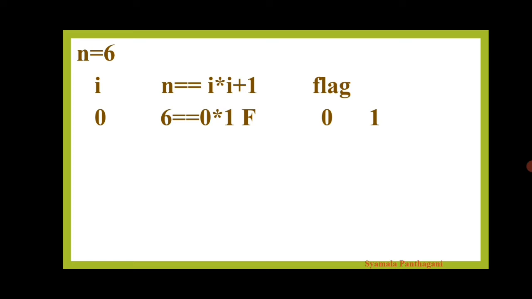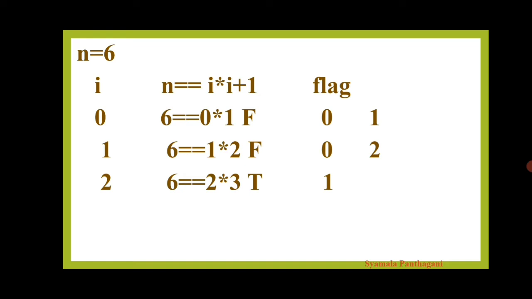Now the controller goes to the next iteration with the new value of I, that is 1. Now 6 is equal to 1 into 1 plus 1, that is 2. 1 2s are 2. 6 is equal to 2. Is it true? No. False. That's why it doesn't increase the value of flag, and it just increases the value of I, that is 2, and goes to the next iteration with the new value of I, that is 2.